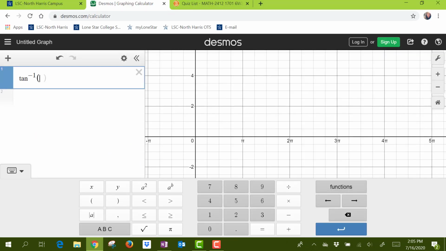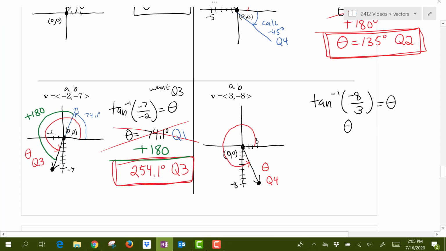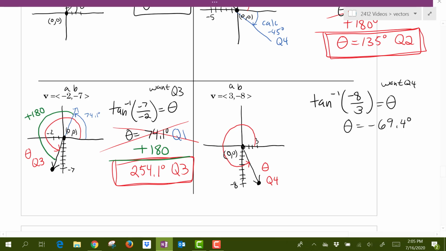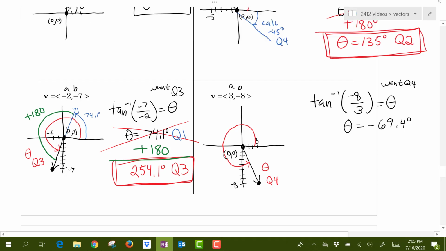So tangent inverse, -8 divided by 3. And I get -69.4 degrees if I round to the nearest 1 decimal place. Okay, so let's verify again. We wanted a quadrant 4 angle. Is that a quadrant 4 angle? Turns out that the answer is yes. That is a quadrant 4 angle.